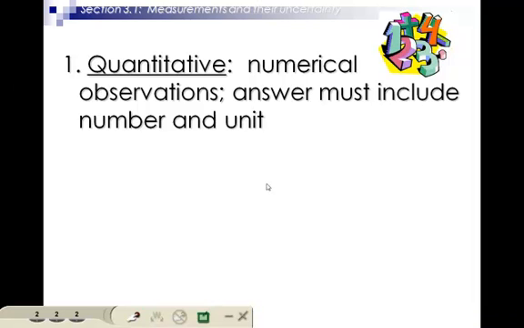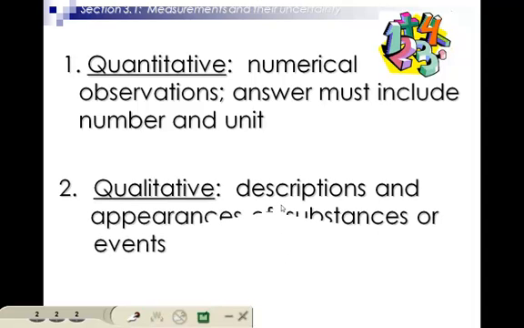We also have qualitative measurements, which are just basically descriptions. It's describing something. There's no numbers involved. It's like saying the apple is red, or grass is green, or the person has short hair. Those are all qualitative descriptions.